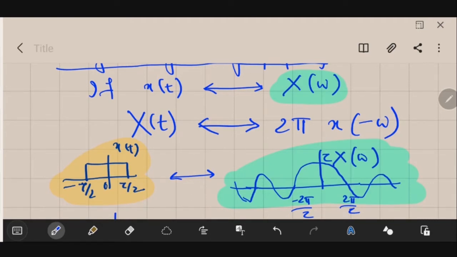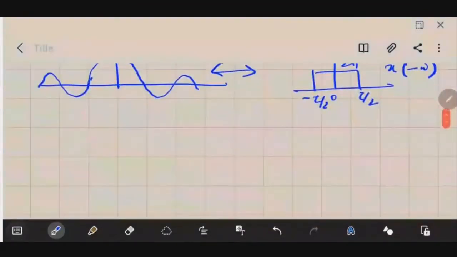Did you understand this property, or any doubt here? So let us try to prove this property. Let us prove the duality or symmetry property.